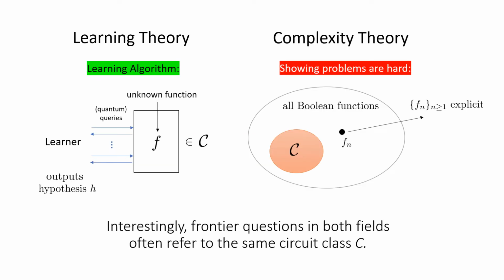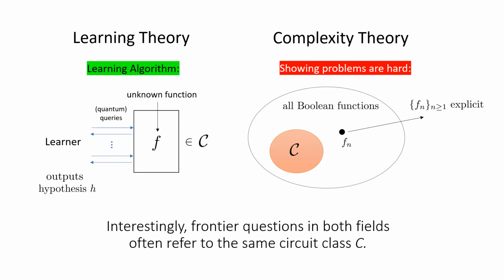As a quick summary, we have discussed both learning theory and complexity theory. In learning, we have some form of access to an unknown function, and we would like to approximate the function after making queries. In the case of quantum learning algorithms, we can make quantum queries. And in complexity theory, we are trying to show limits of a class of circuits, and the goal is to provide concrete examples of problems that can be solved by circuits in the class.